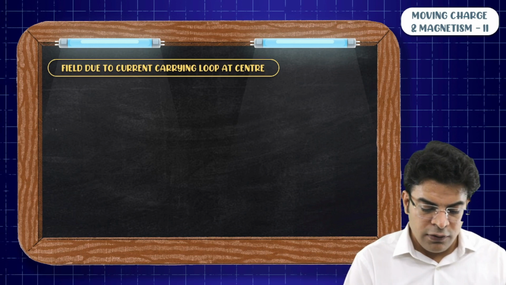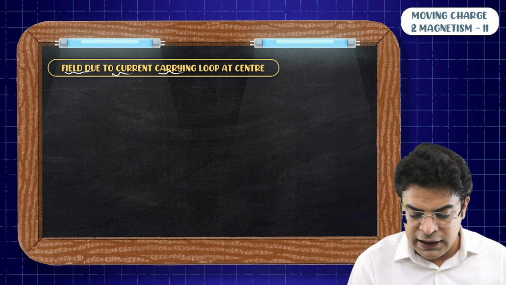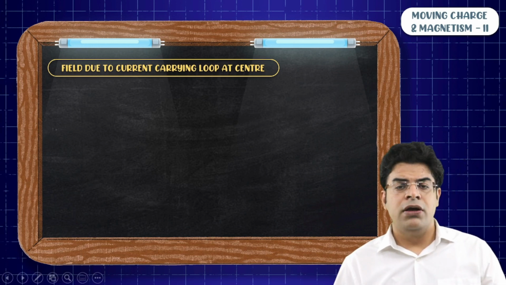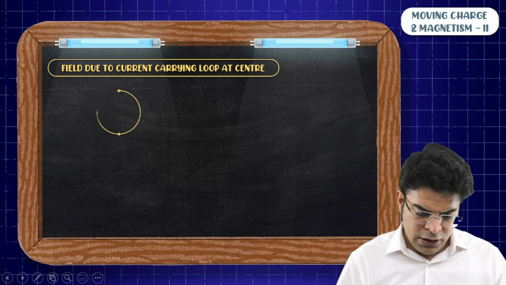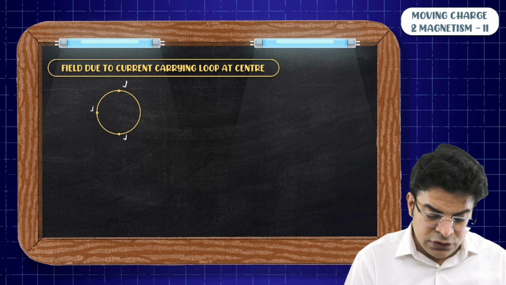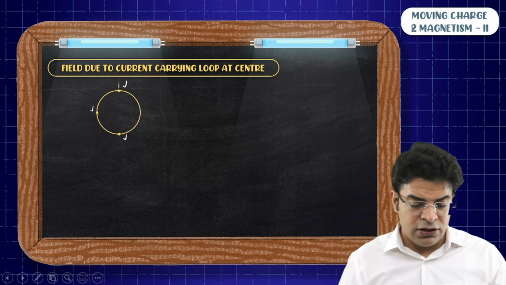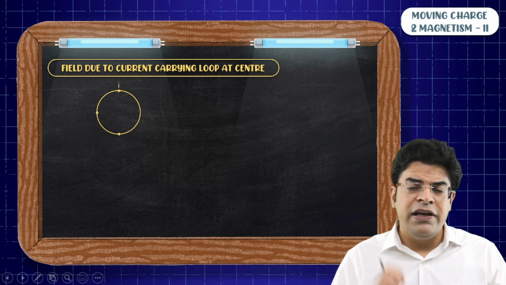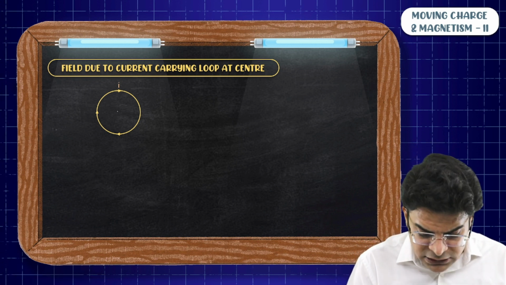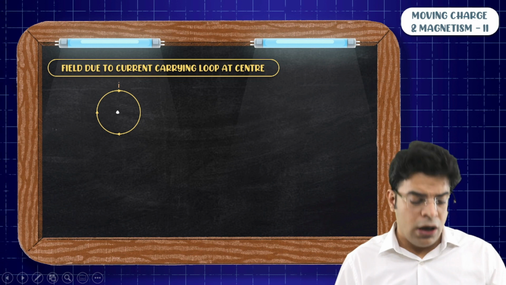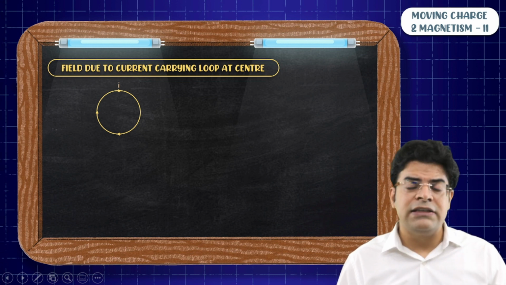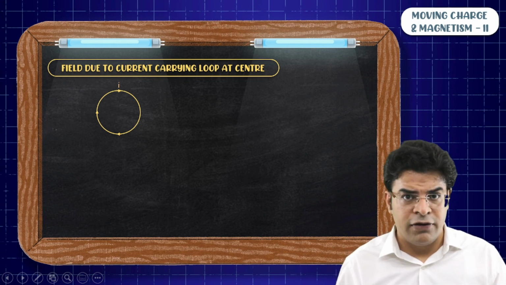So first of all, we will find the field due to a current carrying loop at its center. Let's say we have got this current carrying circular loop and the current in this loop is going in the clockwise sense and the strength of current is I. We need to determine the strength of magnetic field at its center due to the current in the loop. How to do it? First of all, let's understand the direction of magnetic field.